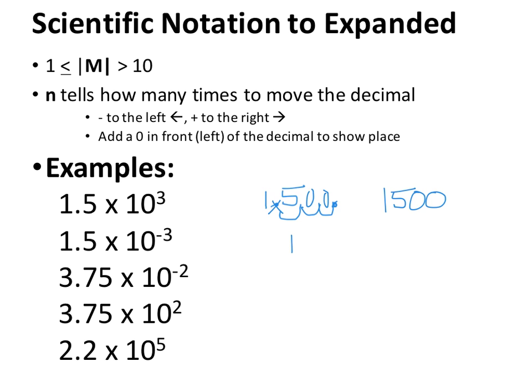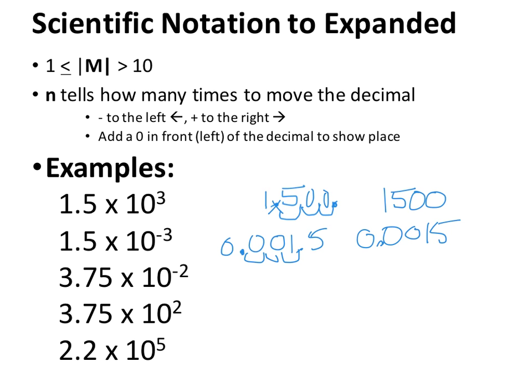Again, we're going to put that here, 1.5. This time it's minus 3, so which way do we go? We go the other way. 1, 2, 3. So we put in zeros. And then we also have to put a 0 in front of the decimal. And so our final number is 0.0015, right? So I think you're starting to get the hang of this, right?